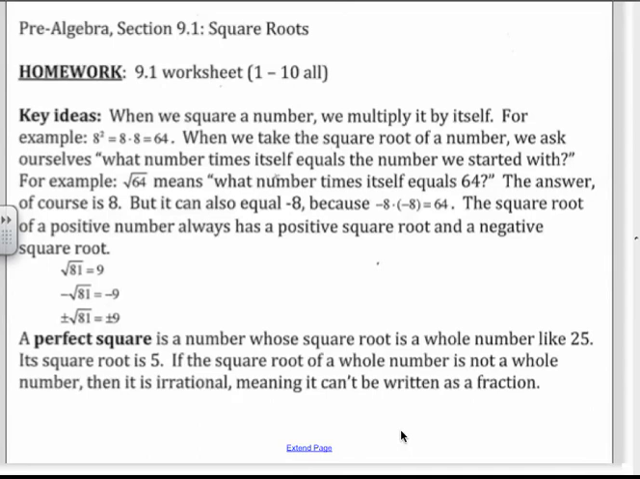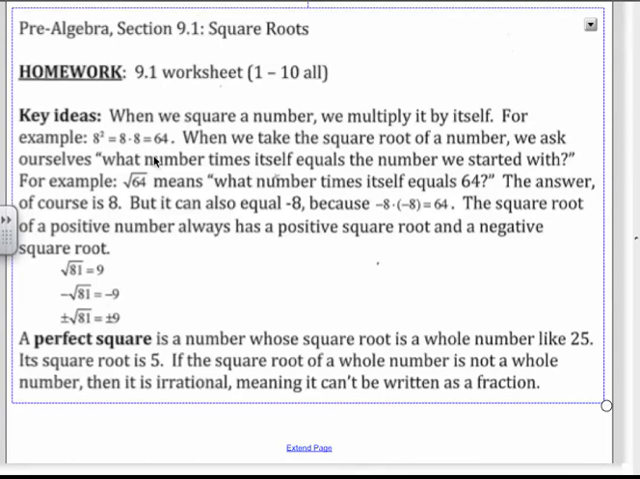So, key ideas. When we square a number, we multiply it by itself. For example, 8 squared, or 8 to the second, is equal to 8 times 8, which equals 64. We know that, guys. That's simple. Welcome to the 4th grade, right? Now, when we take the square root of a number, we ask ourselves, what number times itself equals the number we started with? For example, the square root of 64.